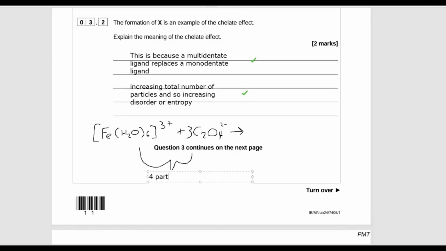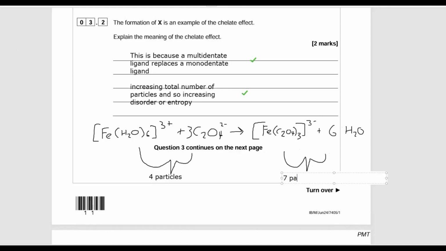So in total there is actually 4 particles here. You've got the hexaaqua iron 3 ion, and it's reacting with 3 ethane-dioate ions, so 4 particles. What have you got afterwards? Well, those 6 water molecules have been pushed out, right? They've been bumped off and displaced. So you've actually got 7 particles on the product side of this reaction on the right hand side.